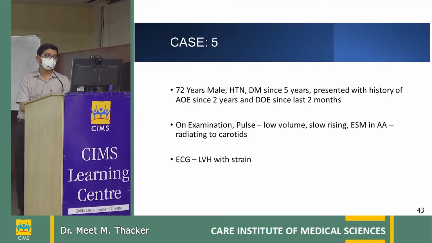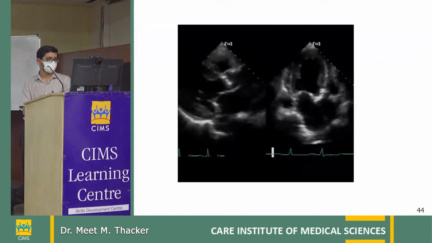Coming to the final case, this is a 72 year old male, hypertensive and diabetic for 5 years, presented with history of angina on exertion since 2 years and dyspnea since the last 2 months. On examination, pulse was low volume and slow rising. There was an ejection systolic murmur in the aortic area radiating to the carotids. ECG showed LVH with strain. So this was basically aortic stenosis.